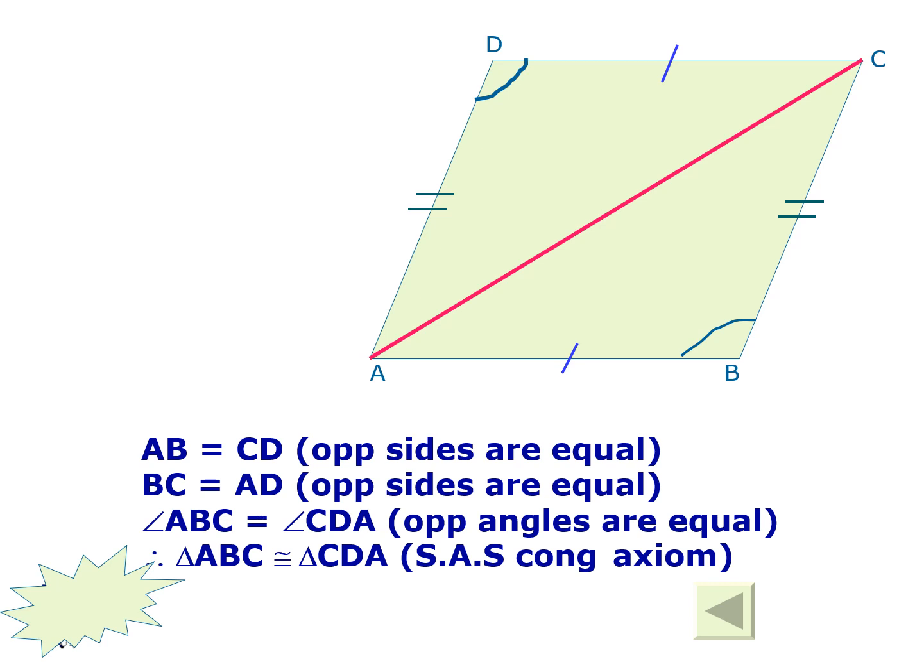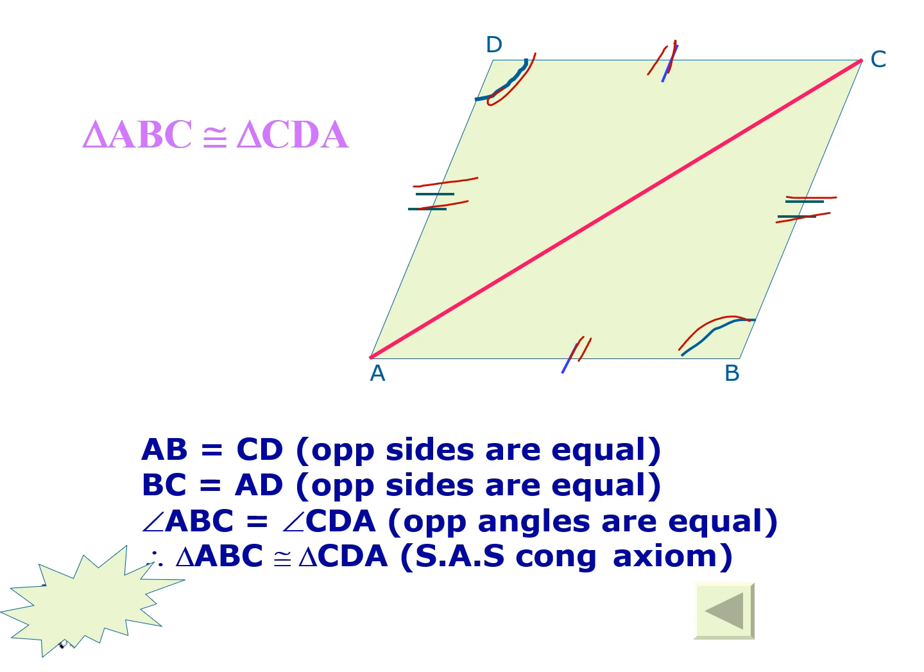Let us now prove this property that diagonals divide the parallelogram into two congruent triangles. In triangle ABC and triangle CDA, AB is equal to CD because opposite sides are equal. BC is equal to AD. Opposite sides are equal in a parallelogram. Angle ABC is equal to angle CDA. Opposite angles are equal. Hence, triangle ABC is congruent to triangle CDA.